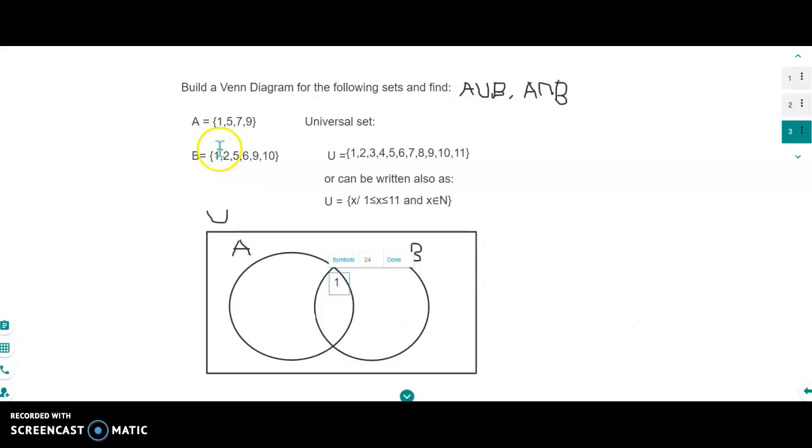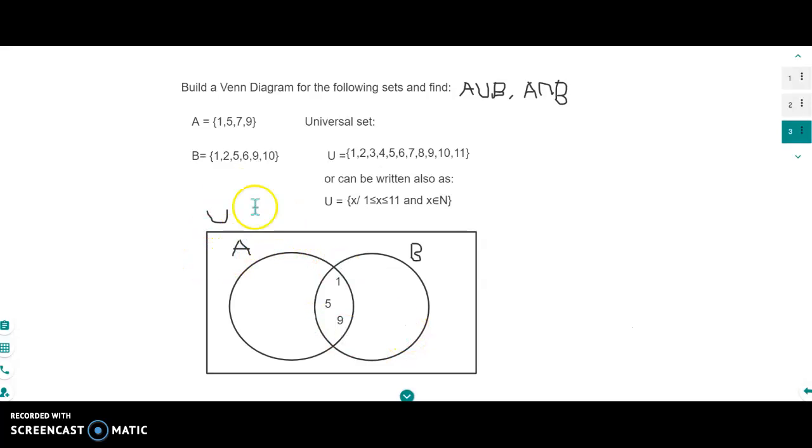Number 2 is only in B, it is not intersected. And the element 5 is in A and also in B, so we write a 5 here. And what else? We have 7 is only in A, and 9 is in both sets, so we can write number 9 here. 9 is in both sets. 10 is only in B, so it's not in the intersection.